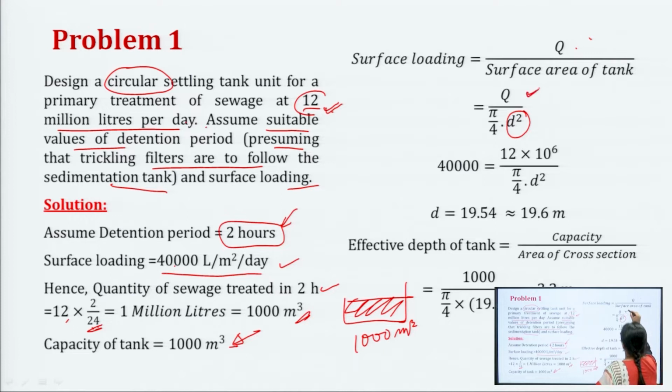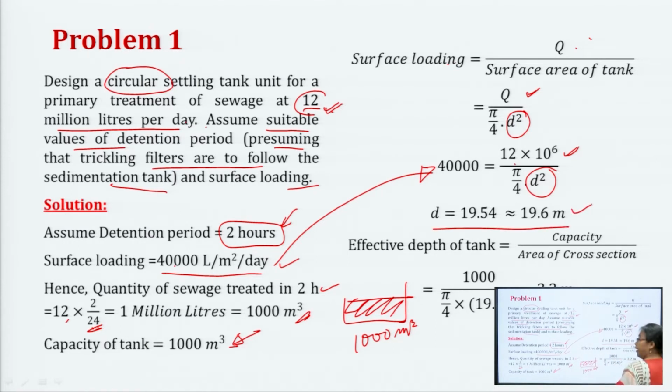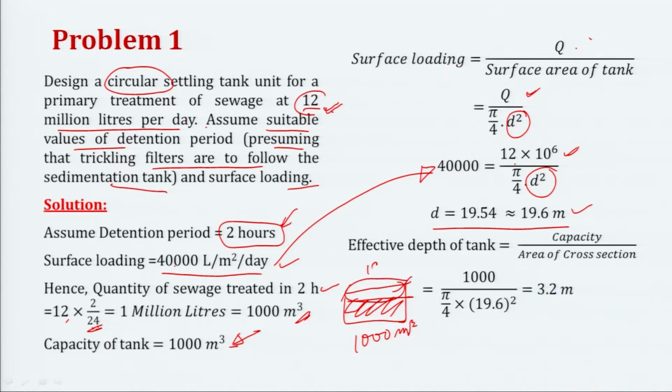So, what is Q here? Q is 12 million liters per day, right. Then the surface loading you have assumed is 40,000, with pi by 4 d square. You are supposed to find out d square. If you work it out, d will be 19.6 meter, right. So, this is the diameter. You have a capacity of 1000 meter cube, and the diameter is 19.6 meter.